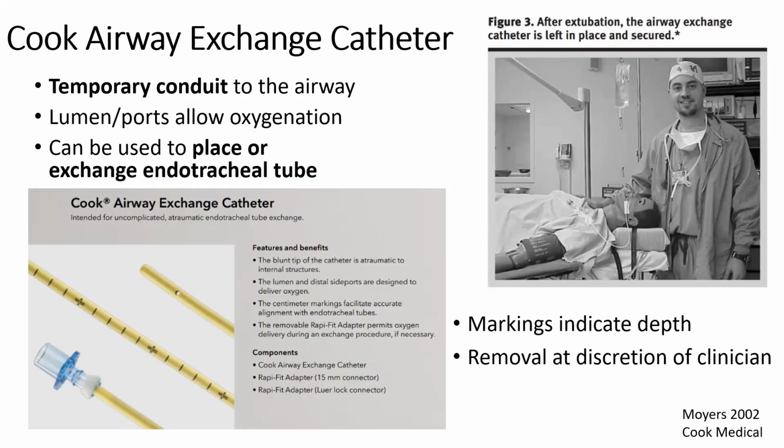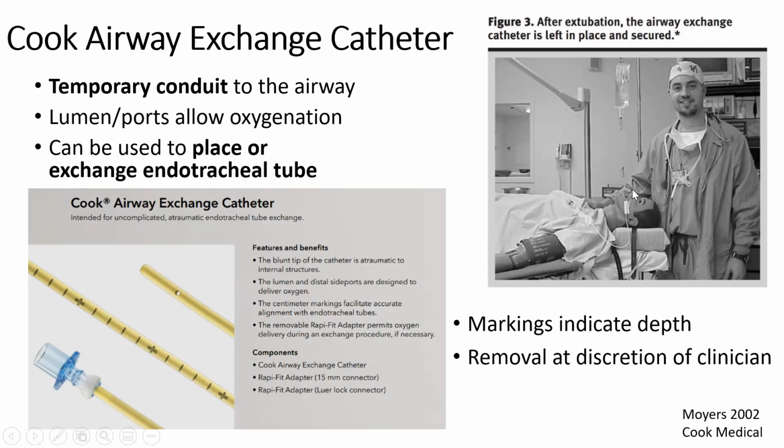So what we do is we will place the Cook catheter through the endotracheal tube and then extubate the patient by taking the endotracheal tube out, but leaving that Cook catheter in place. That tube has a lumen, it has support, so we can oxygenate the patient through there. And most importantly, if the patient is not breathing or not adequately ventilating and we feel like we need to re-intubate, we can place the tube back over that catheter, which provides us a way to get back into the airway.